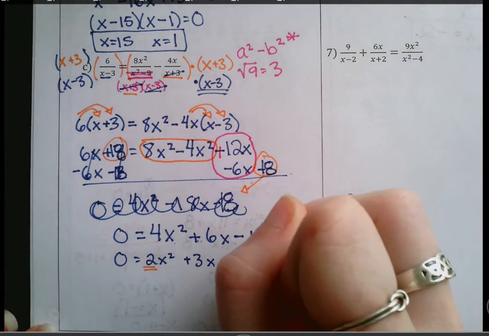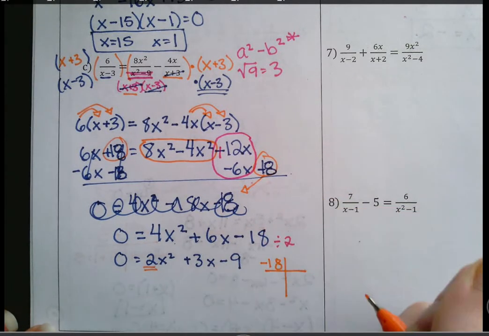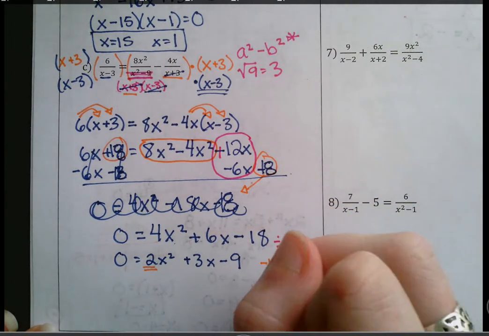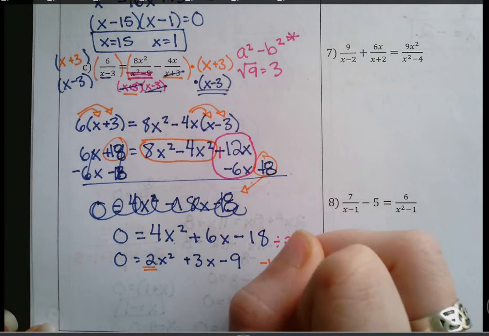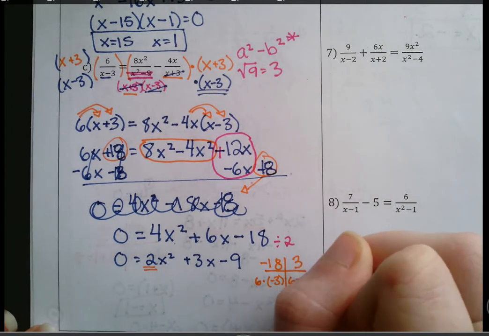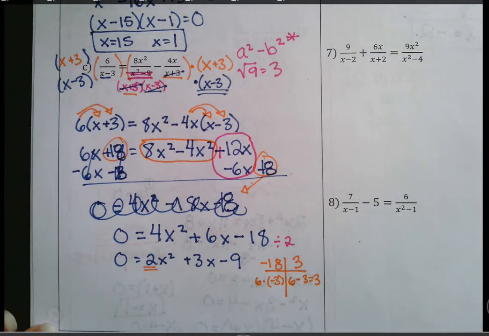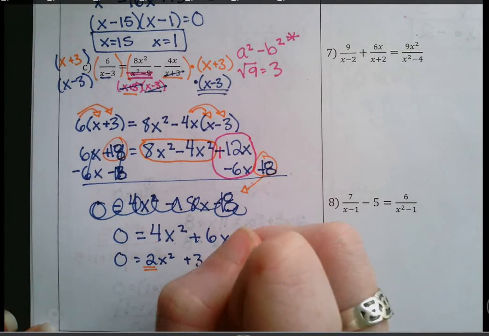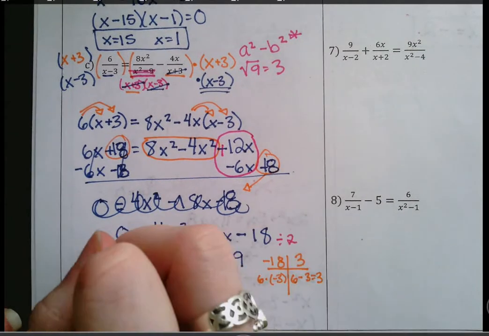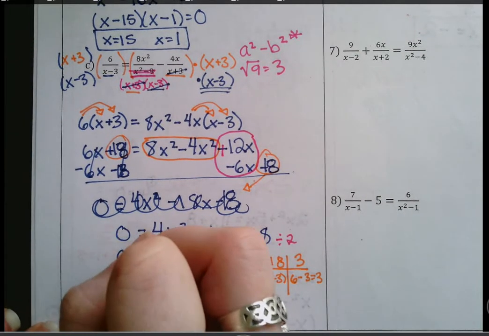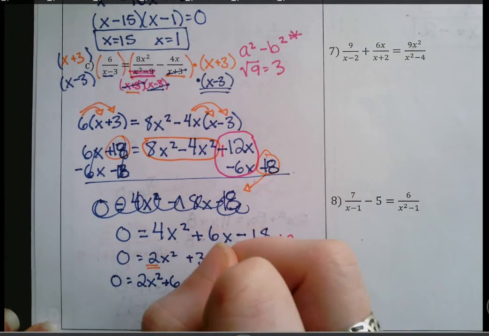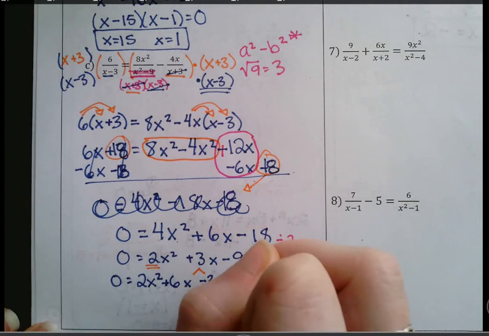So now I'm saying, hey, what multiplies to a negative 18 but adds to a positive 3? Well, 6 times a negative 3 gives me negative 18, and 6 minus 3 is a positive 3. So that's just telling me how this 3x actually breaks up. So we're going to have 0 still, that's going to be equal to 2x squared plus 6x minus 3x minus 9.